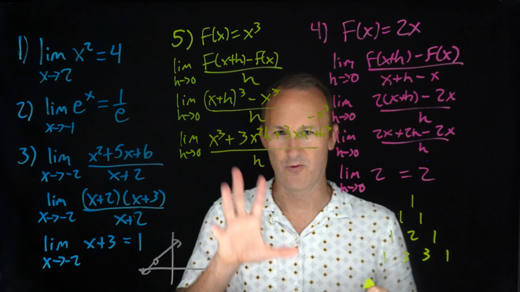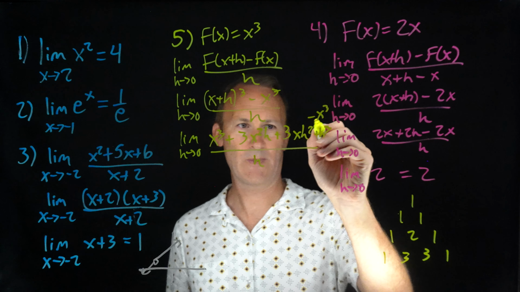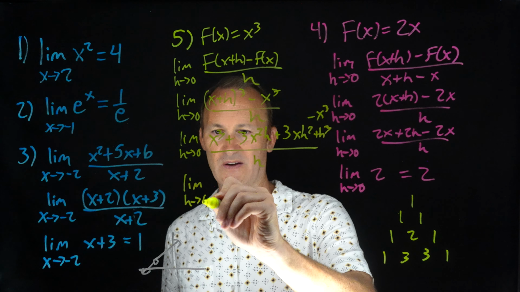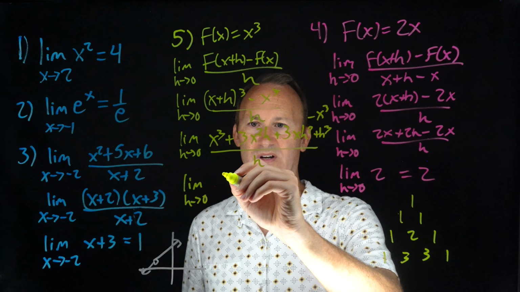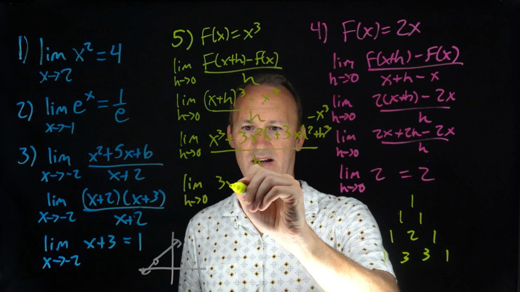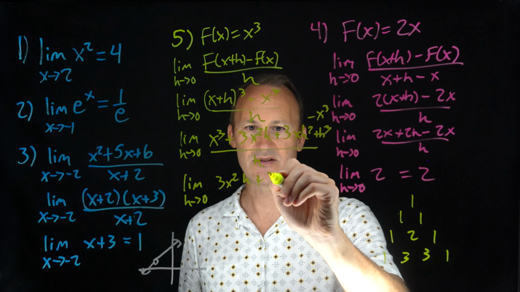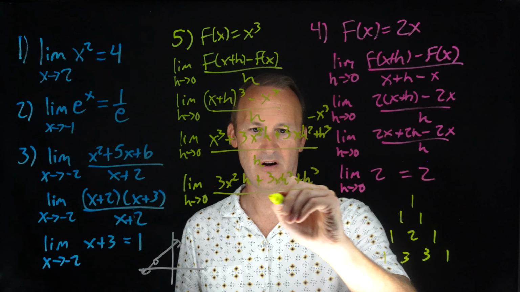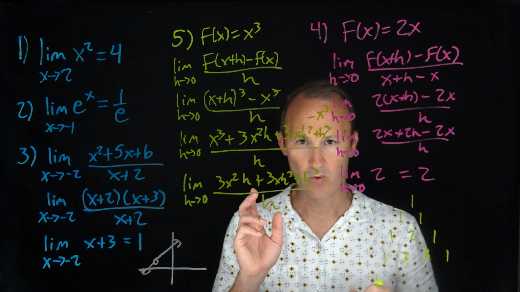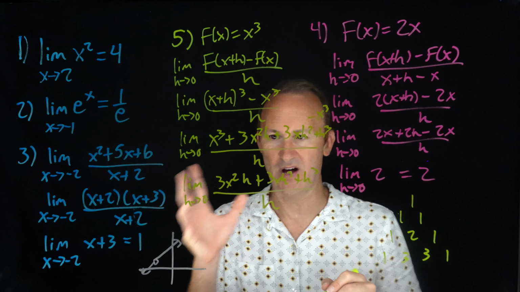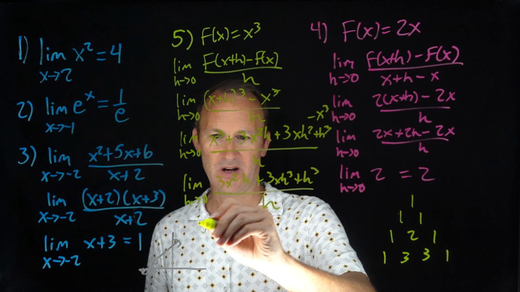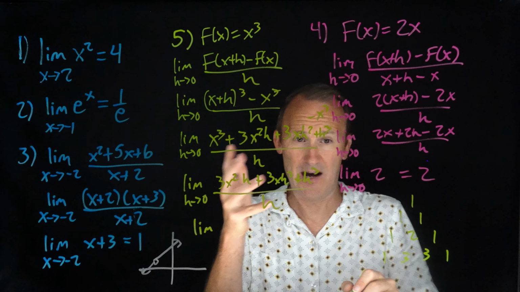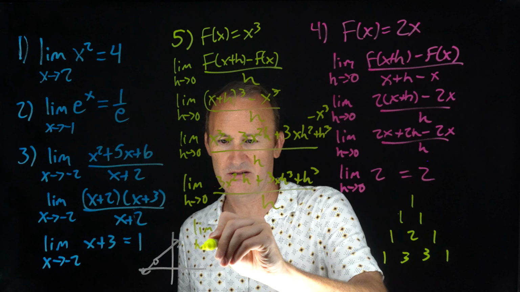Okay, so what does this simplify to? The x cubes cancel and we're left with the following. We've got 3x squared h plus 3xh squared plus h cubed, all over h. And what we can do next is cancel out the h, which is what we want, because when it's just h in numerator and denominator, it's 0 over 0, and we haven't made progress.